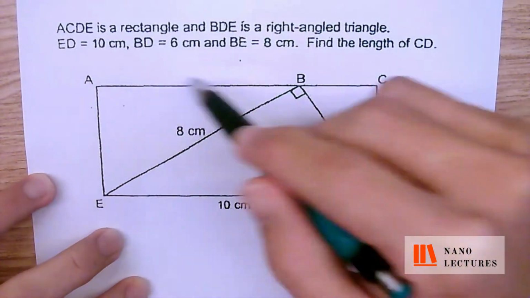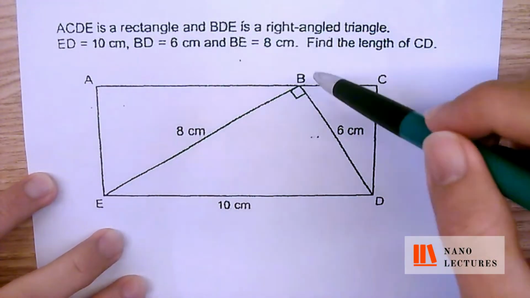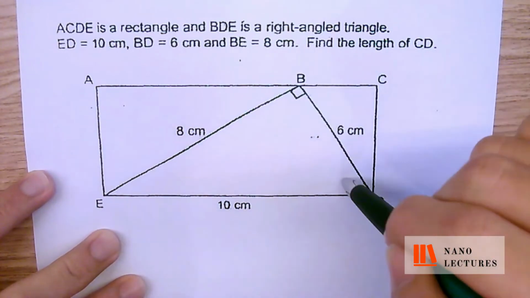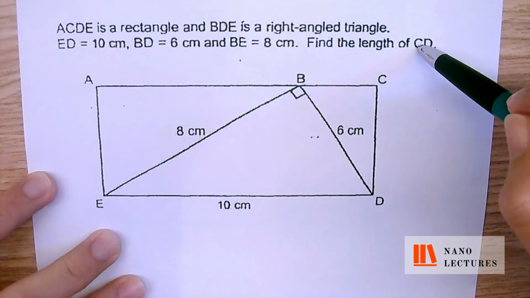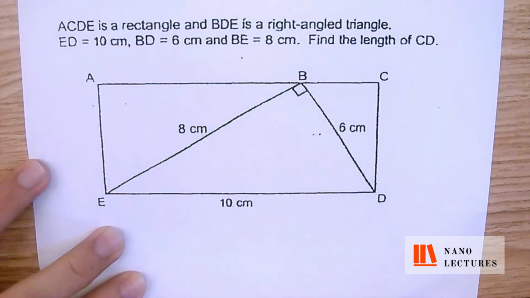ACDE is a rectangle, and BDE is a right angle triangle, and this one is 10, this one is 6, this one is 8. Find the length of CD. Now, in order to do this, right?